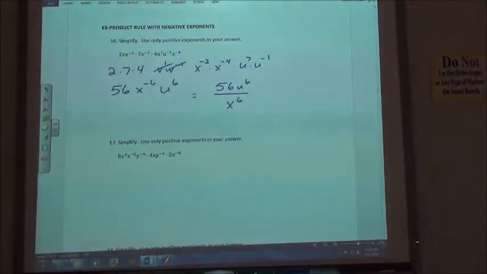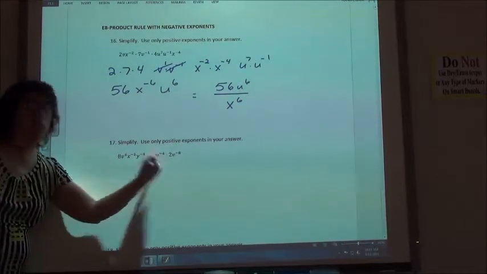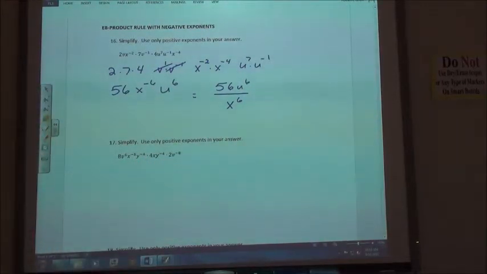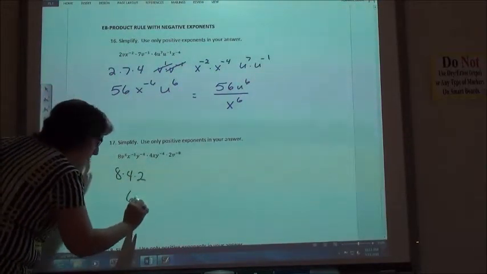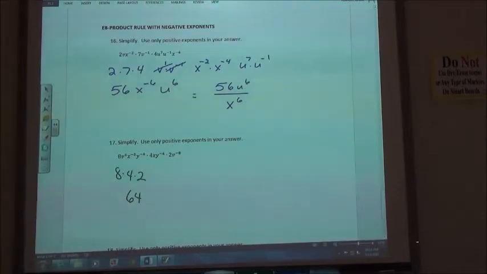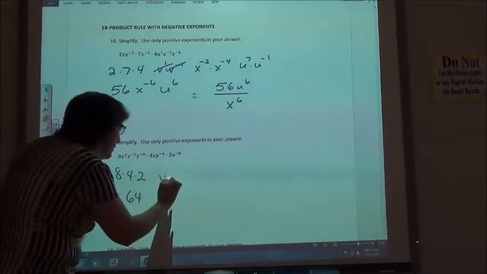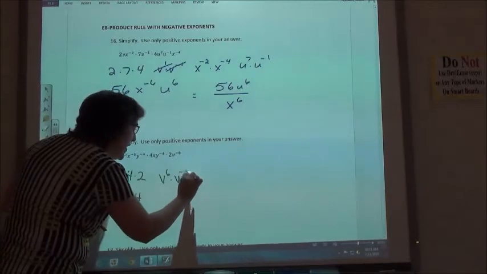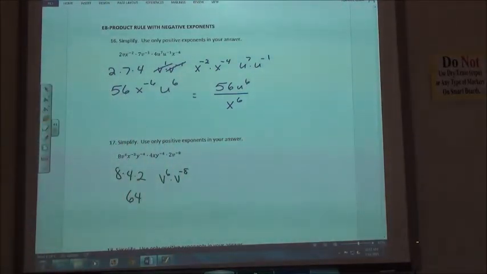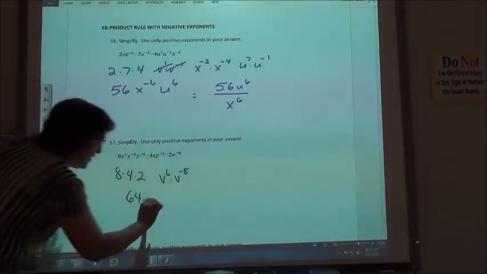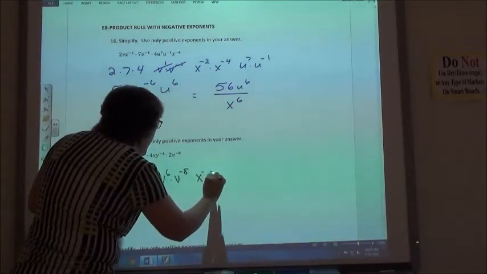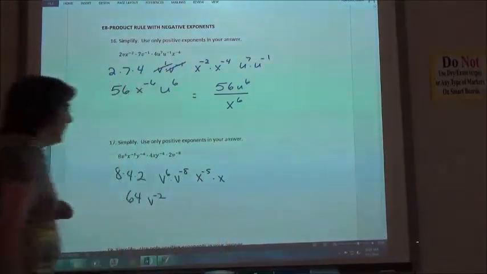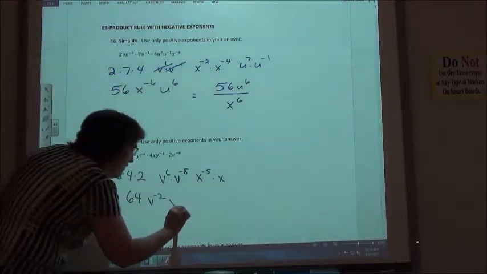So number 17. Going to start out with my numbers. I have an 8 times a 4 times a 2. That's 64. Then I'm going to do my variables. I have a v to the 6th and a v to the negative 8. I would get v to the negative 2. I'll do my x's. I have an x to the negative 5 and a plain x. X to the negative 4.